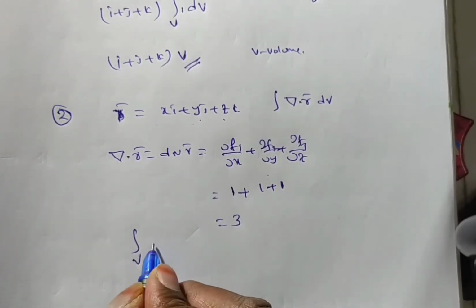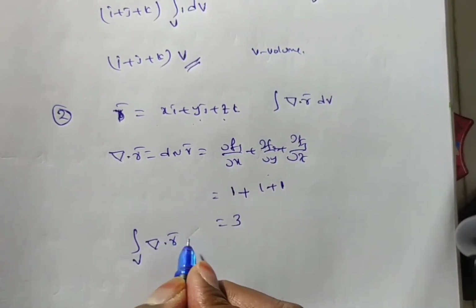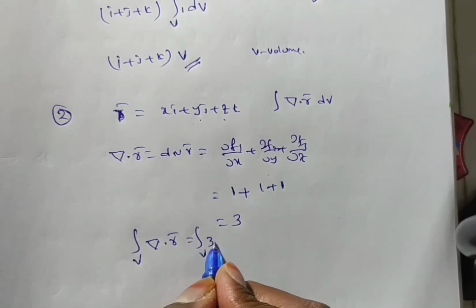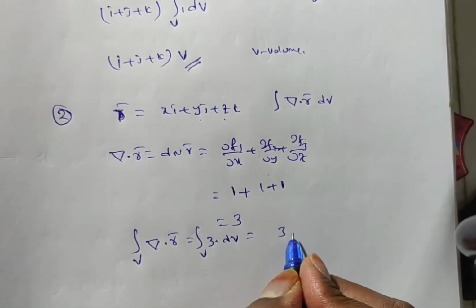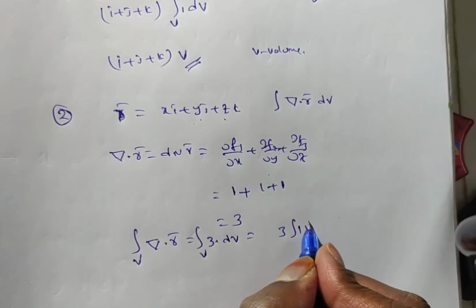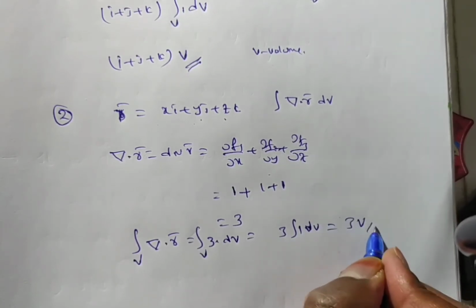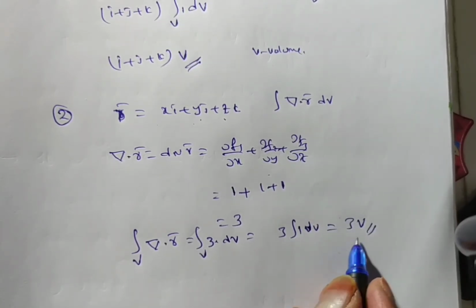So the triple integral over V of del dot r bar you can write as the triple integral over V of 3 dV. You can write 3 outside. Then the integral of 1 dV is nothing but V, so the result is 3V. Based on the V, you will write the volume.